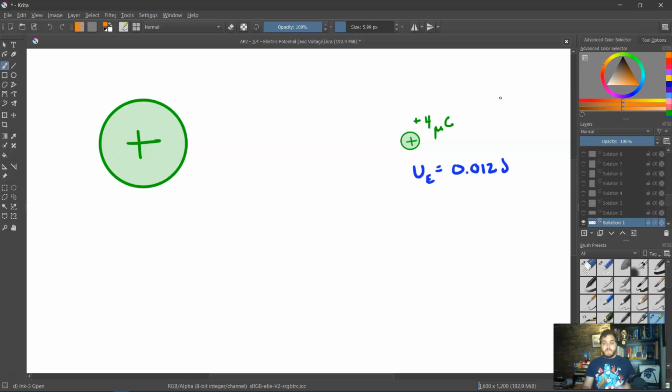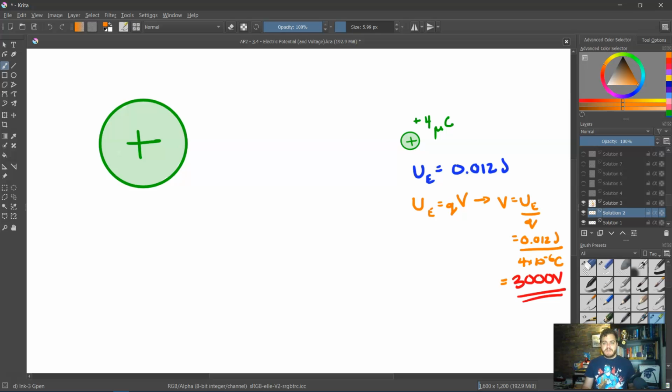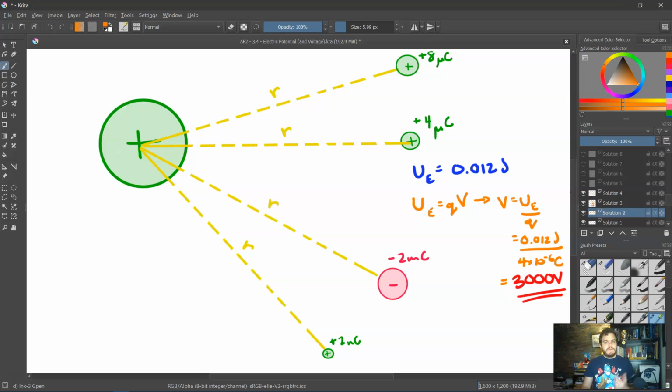So I have the system once again, and I look at U_E equal to Q times V. So the electric potential energy is equal to the charge placed in the field times the electric potential from the source charge. I rearrange that, so V is equal to U_E over Q, and I just plug in my numbers. That 0.012 joules divided by 4 times 10 to the -6 coulombs gives me an electric potential of 3,000 volts. So what that tells me is that any point that is this distance away from the point charge will have an electric potential of 3,000 volts.